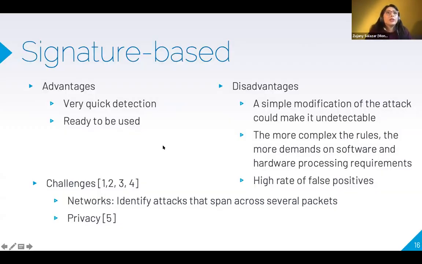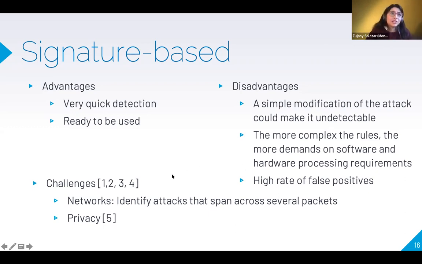The main advantages of the signature-based intrusion detection systems are that once they are installed, they can perform very quick detection. And in general, you install them and they are ready to be used. They don't need a learning phase to learn the behavior of the system. The disadvantages are that a simple modification of an attack could make it undetectable. And the more complex the rules, the more demands we will have in terms of processing. And also, in general, as the rules try to be as general as possible, the signature-based intrusion detection system can generate lots of false positives.